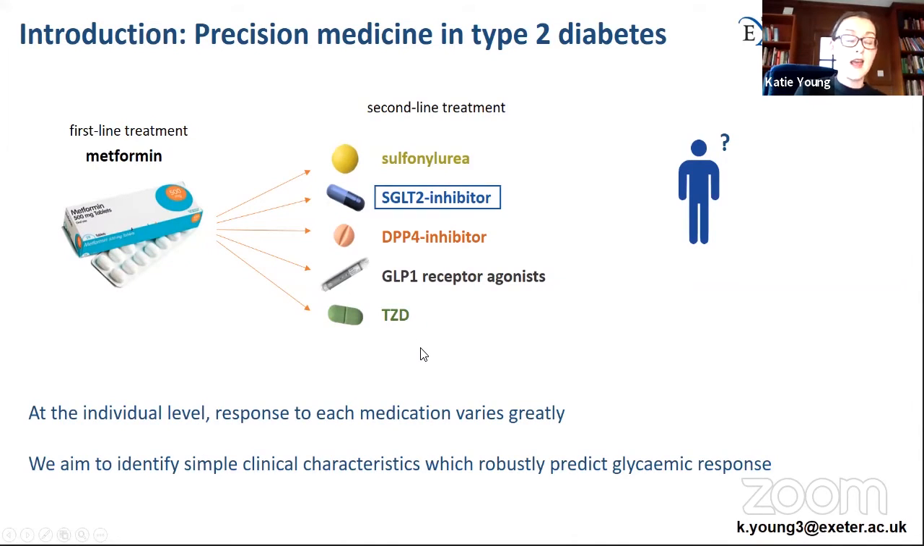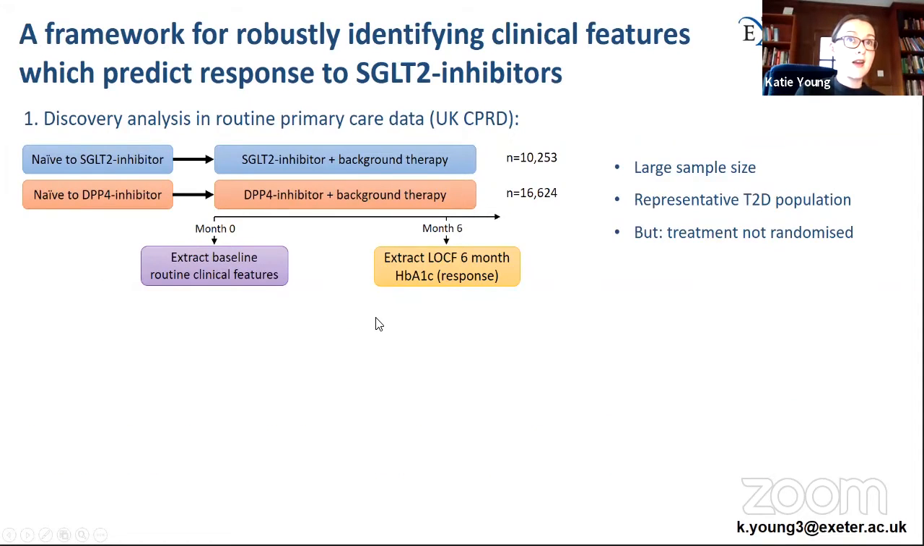And my work is focused on looking at SGLT2 inhibitors. In order to robustly identify clinical factors which predict response to SGLT2 inhibitors, we use a two-stage framework. In the first stage, discovery analysis in routine primary care data, we use the UK Clinical Practice Research Datalink to identify patients who are newly initiating SGLT2 inhibitor treatment. We extract their baseline routine clinical features and extract their HbA1c after 6 months of treatment, which we use as a measure of glycemic response. We can then carry out regression analysis to see whether any of these baseline features are associated with glycemic response.